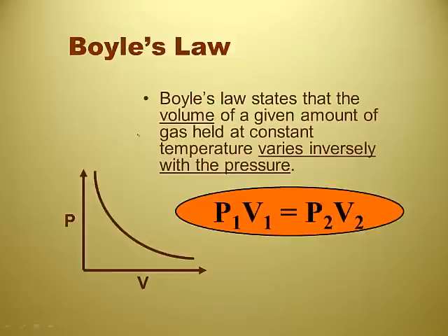This is what the graph should look like: an opposite relationship, an inverse graph, with asymptotes. The pressure will continue to decrease but will never actually touch that axis, and the same thing over here. This is the only gas law with an inverse relationship. All the rest of them are directly proportional. So here's Charles's law.